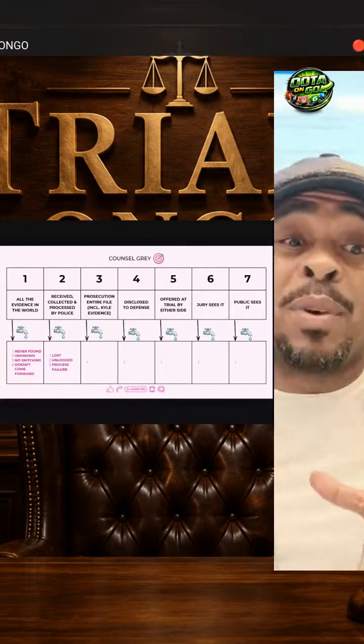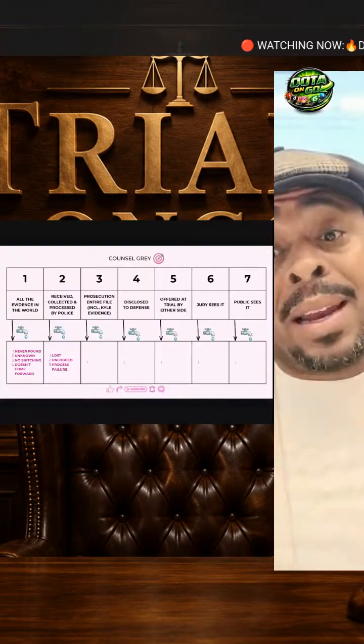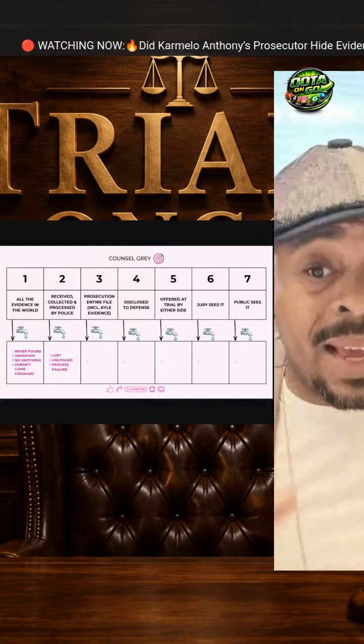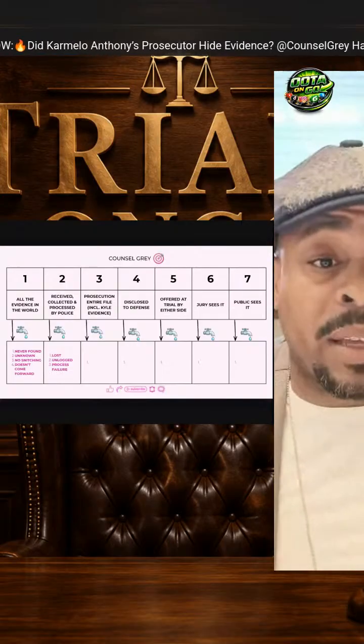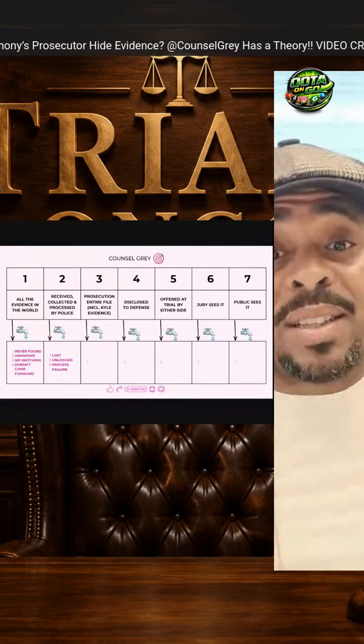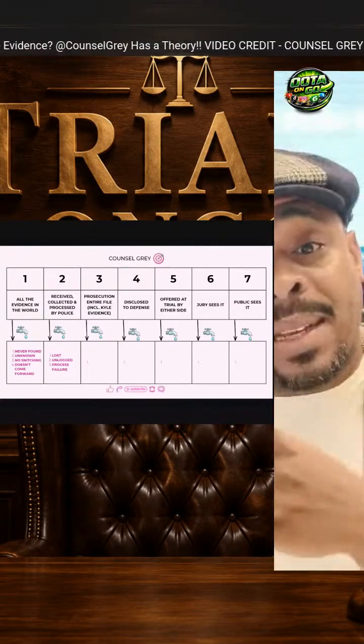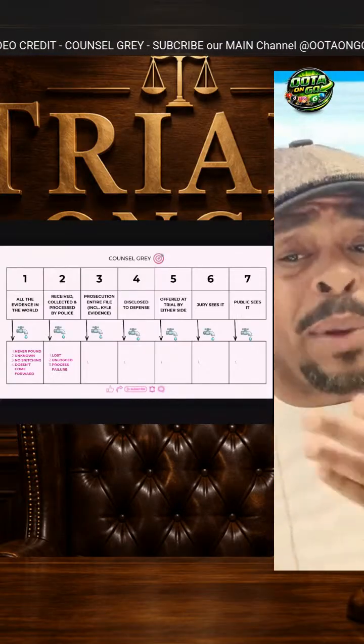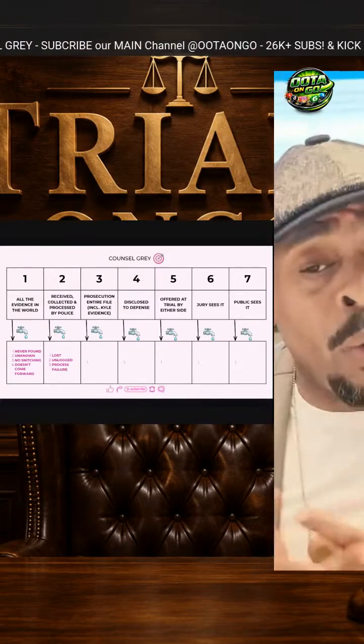That's different from someone intentionally hiding some evidence, but a lot of people may think that evidence was hidden in Karmelo Anthony's case. I've seen and heard a lot of the speculations, but we have to stress the distinction between negligent and misconduct. Were they being negligent or was it misconduct? I'm going to leave that up to y'all to decide what you think about that.